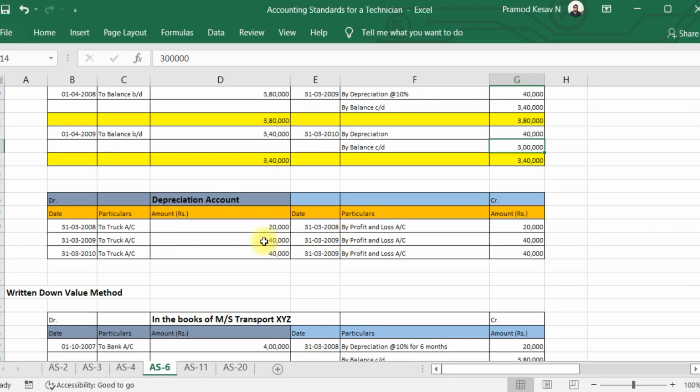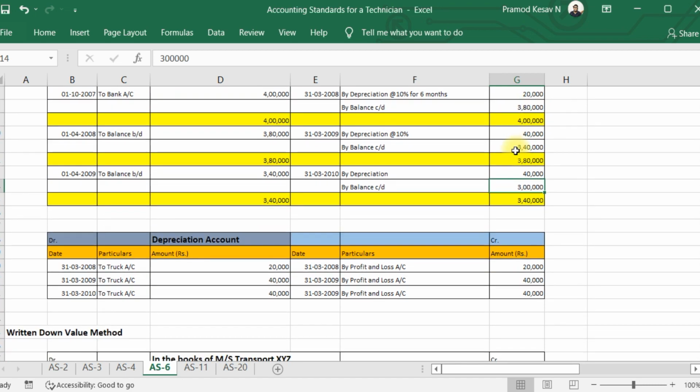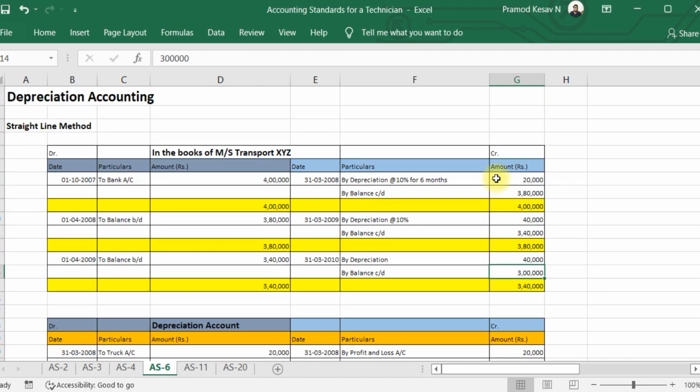Now in the depreciation account, this is how we write. We say to truck account 20,000 for the first year, and by profit and loss account we have 20,000 on the credit side, and on the debit side we have 40,000 for truck account, and on the credit side it is 40,000. So this is how we write the books, but ultimately the total depreciation charge would be 1 lakh. So we have 300,000 as the balance which is carried down. That is by the straight line method.